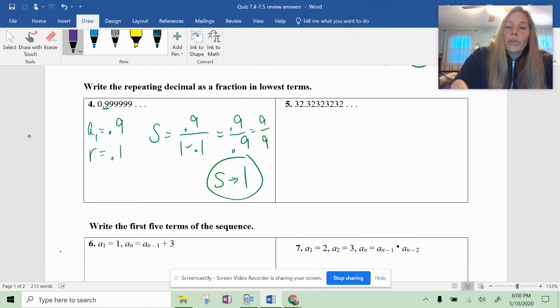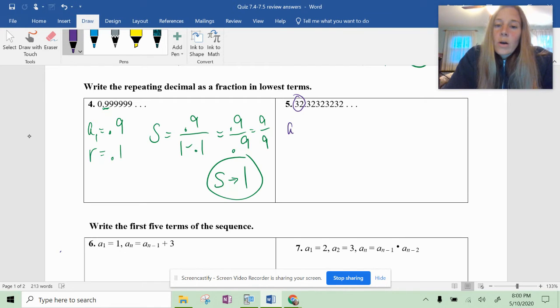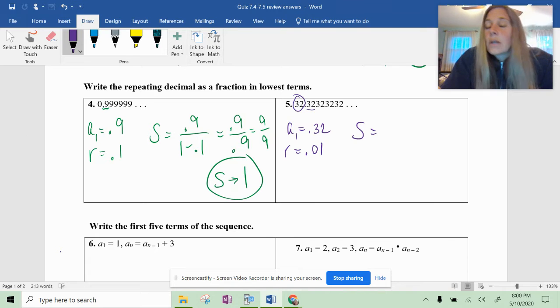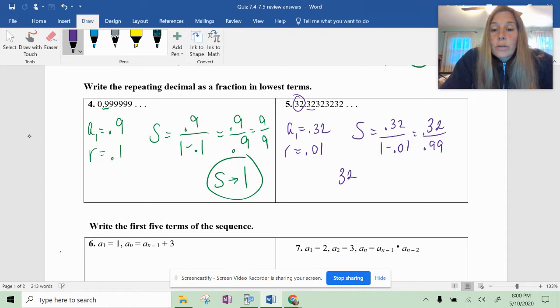And then for number 5, we have a number in front of the decimal. We're not going to worry about that till the end. Our a sub 1 then is going to be the 0.32 that's repeating. Since there's 2 digits repeating, the r value will be 0.01, and then we will use that infinite geometric series formula. So 0.32 over 1 minus 0.01. So we're going to get 0.32 over 0.99, which is 32 over 99.